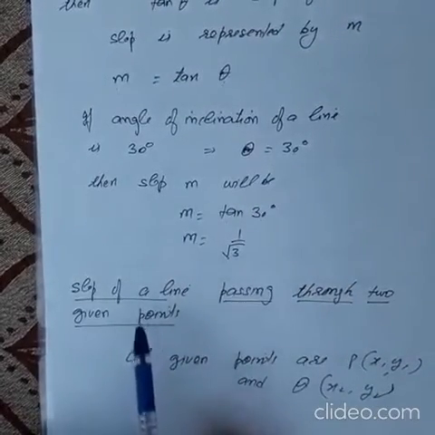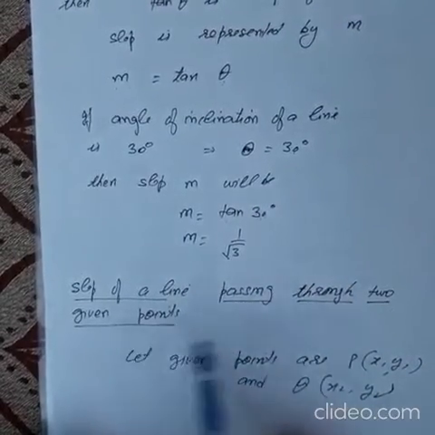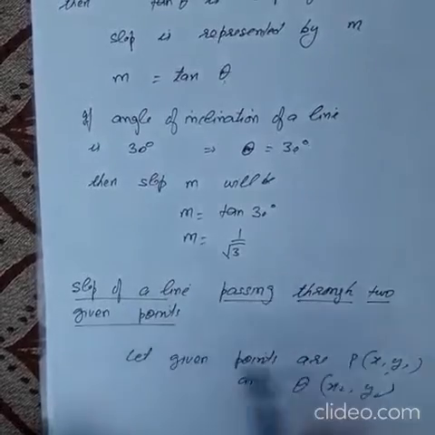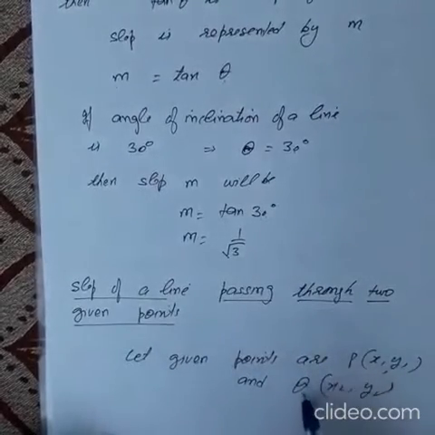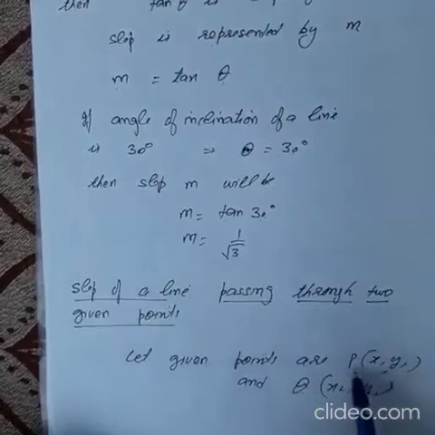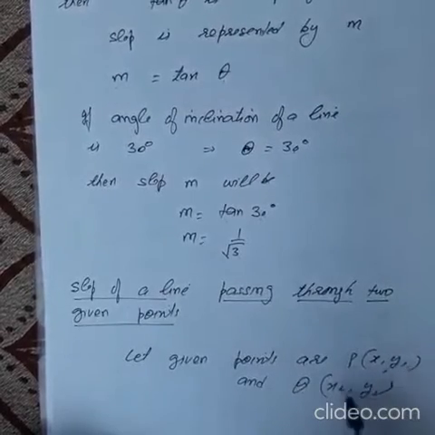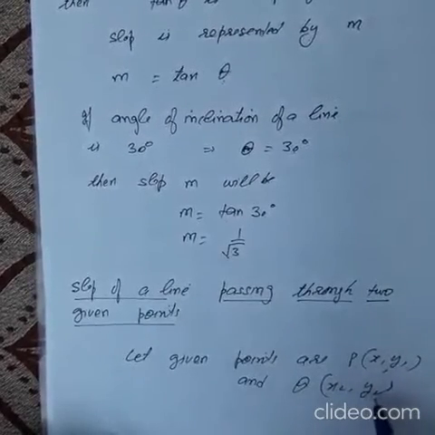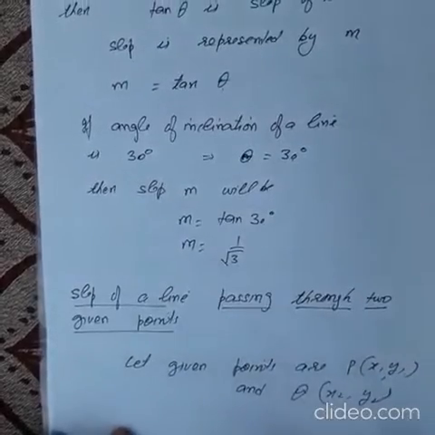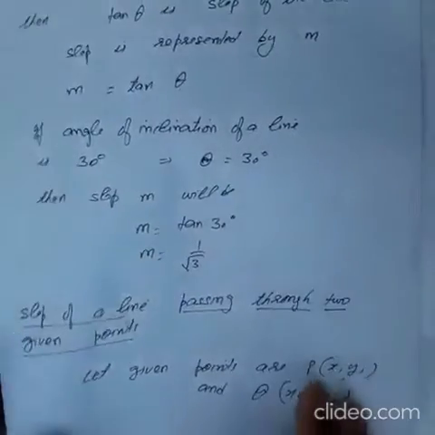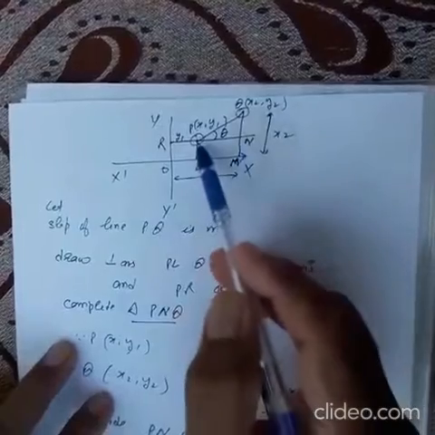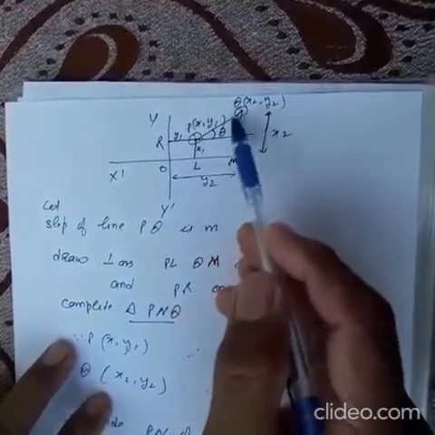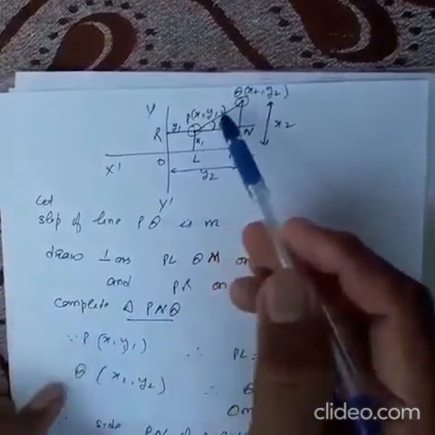Now we will find the slope of a line passing through two given points. The two given points are P and Q. Let the coordinates of point P be x1, y1, and the coordinates of point Q be x2, y2. So we will find the slope of the line passing through points P and Q. This is the position of the points P and Q. Now the line joining PQ, we want to find the slope of this line.